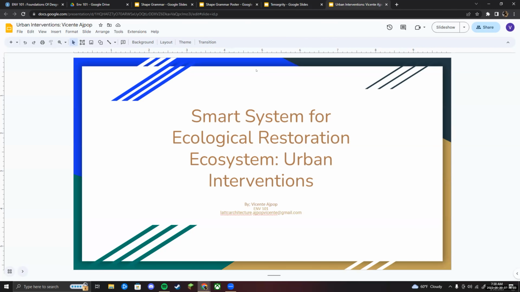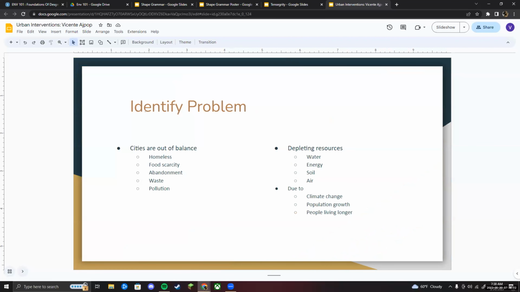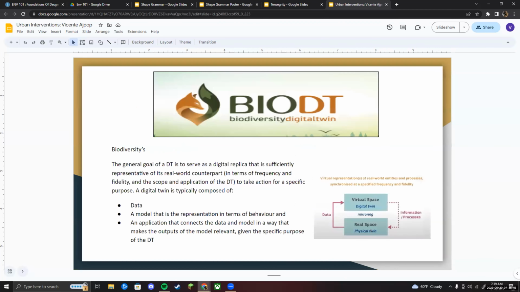So for the urban interventions, it is a smart system for ecological restoration, ecosystem, urban interventions. For this project, we identify the problem, which is our cities are out of balance. There's too many homeless people. There's food scarcity, abandonment. There's waste and pollution throughout the city. And there's also depleting resources such as water, energy, soil, and clean air. And it's all due to climate change, the population growth in basically the city, and people living longer.